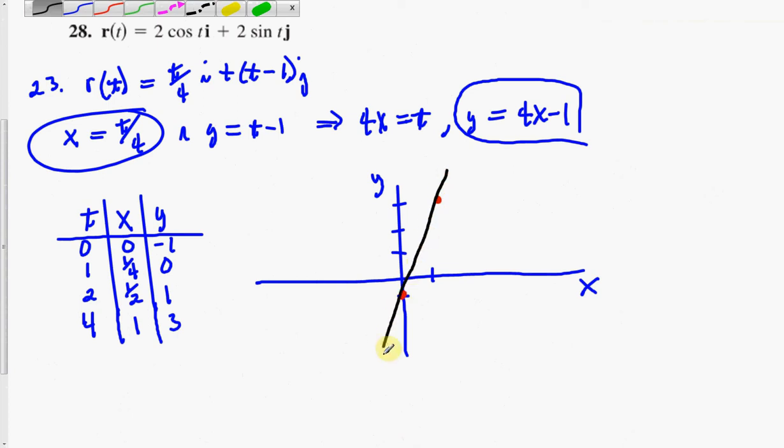Now the orientation, that is the direction of the path as it moves along the straight line, if you look at that, when t is 0, we were starting out here at 0, negative 1 for the point, and then we kind of moved upward. So this is the direction of the orientation.